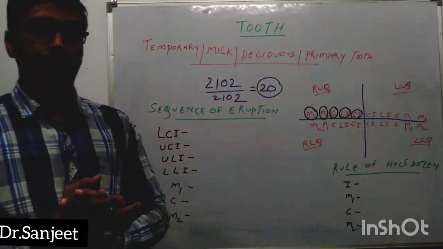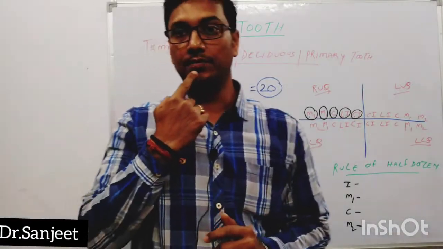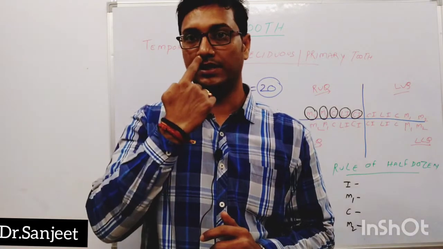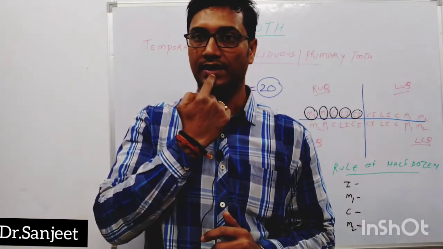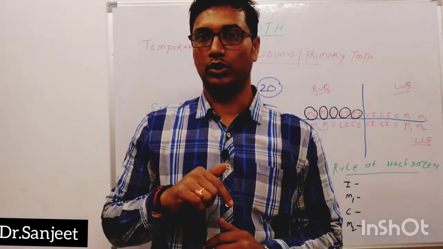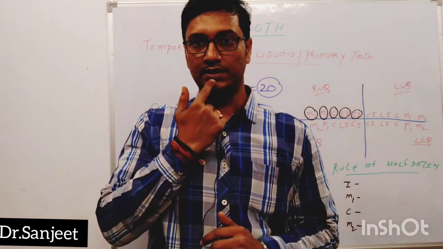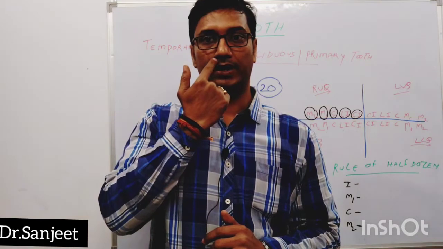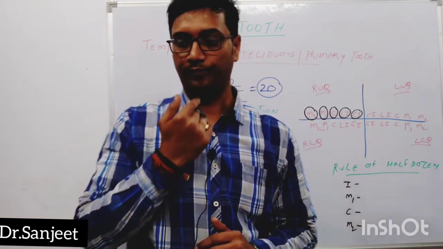So, first of all, lower central incisor will come, then upper central incisor, upper lateral incisor, then lower lateral incisor. Then molar 1, then canine, then molar 2.